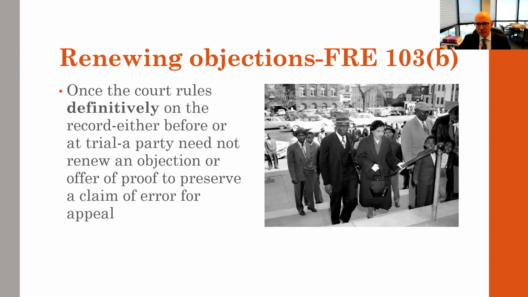Now, according to the rules, 103(b), once the court rules definitively on the record, a party doesn't need to renew an objection. Now, the problem there is that oftentimes, and some judges are very good at this, they will not rule definitively. They will kick the can and they will not make the ruling. And then you have a record that is actually not preserved. So if we're faced with a situation like this, it's critical to insist that the court make a ruling so that you have that record preserved for the purposes of appeal.